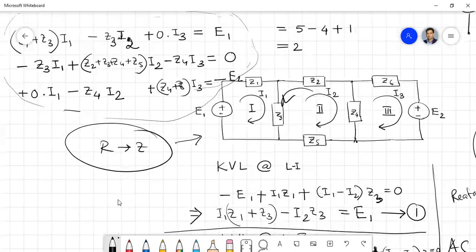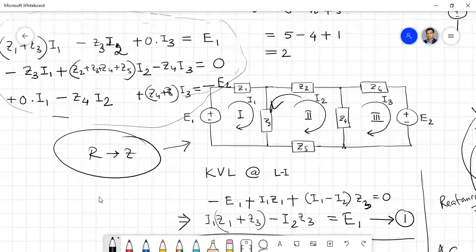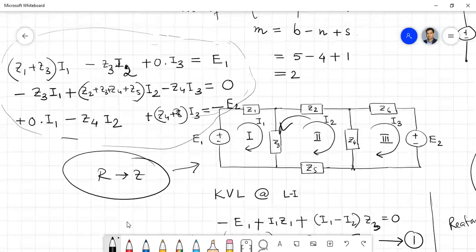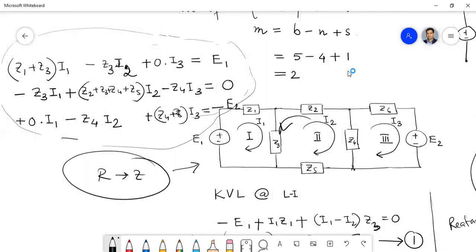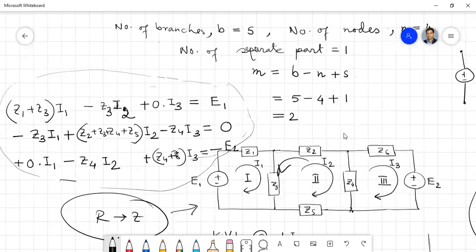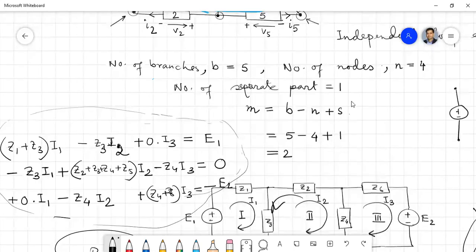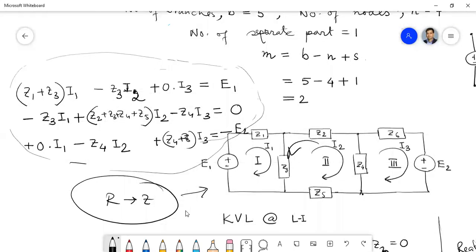Okay, so this was the circuit, and as I mentioned, if we take impedance instead of resistance, then it will be more general, because the concept of impedance can also be applied for DC circuits where this impedance is approximated to resistance. This circuit consists of three loops, and therefore we took three loop currents.